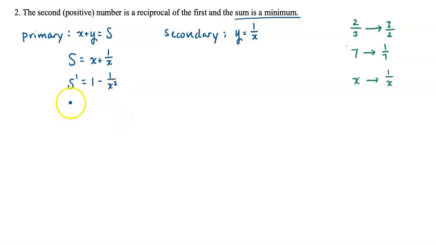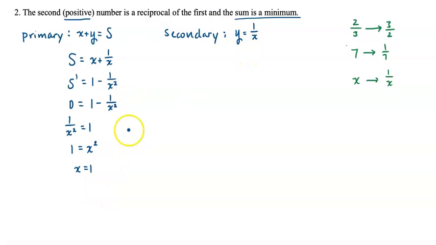I've found the derivative. I need to set that derivative equal to 0. So I'm solving the equation 0 equals 1 minus 1/x squared. I can add 1/x squared to both sides, so I get 1/x squared is equal to 1. I can multiply both sides by x squared to get that 1 is equal to x squared. All right, now the square root of x, because we're given that these are both positive numbers, x must just be equal to 1. So my first positive number is 1.